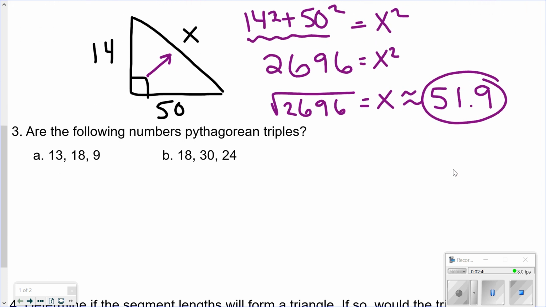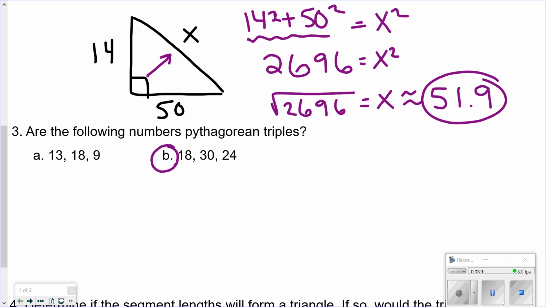Number 3, are the following numbers Pythagorean triples? You will not be quizzed over this. I think it was section 7.2 at the very end of the Ed puzzle. I talked about Pythagorean triples. So which one is a Pythagorean triple? It would be B here.